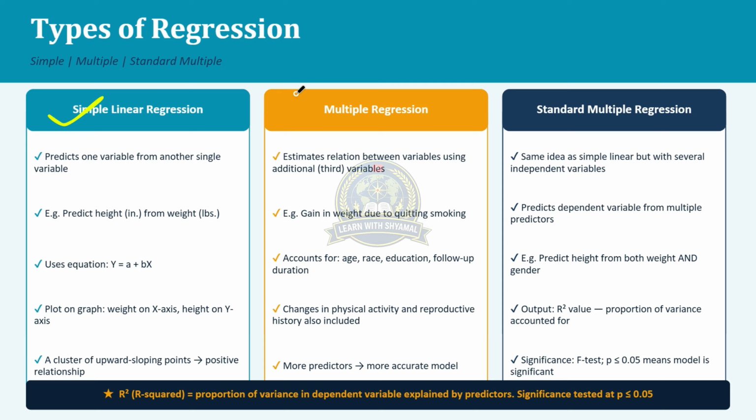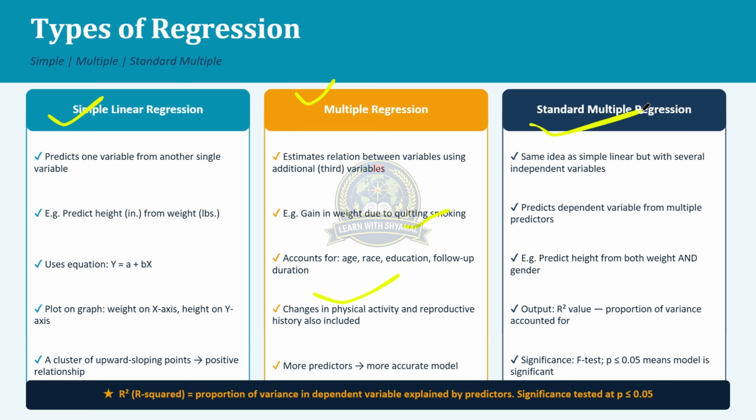Then multiple regression estimates relation between variables using additional third variables. Example: gain in weight due to quitting smoking. It accounts for age, race, education, follow-up duration, changes in physical activity, and reproductive history also included. More predictors, more accurate model.